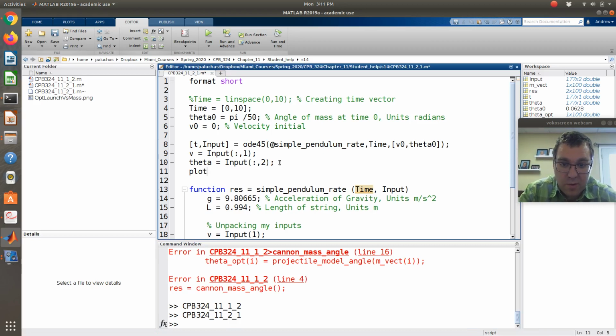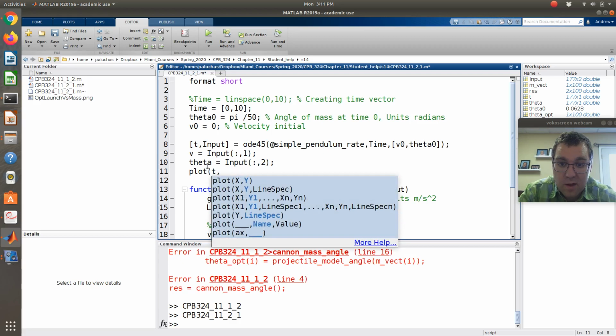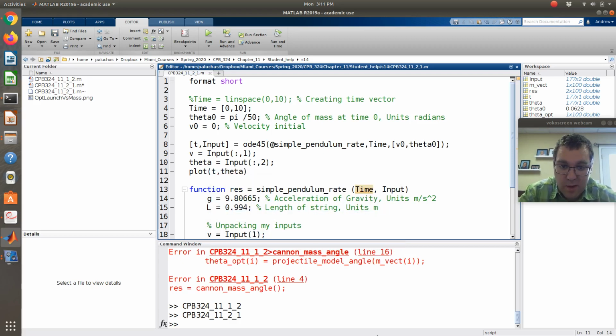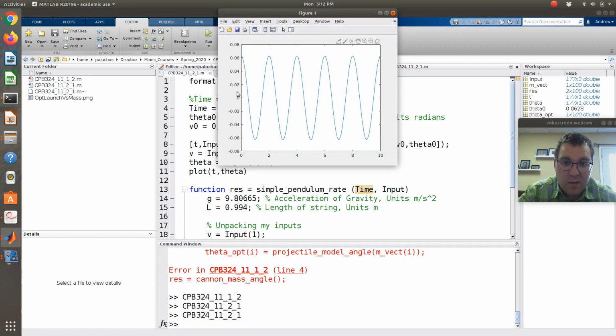I'm going to generate a plot real quick. I'm going to plot, and since I only care about theta, I don't really care about v, I'm going to plot t, which is my vector of times, versus theta. Okay, we'll just create a basic plot. You can improve upon that. Yeah, so now I have the angle in radians as a function of time.